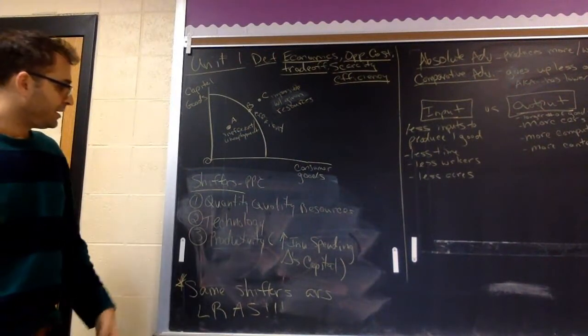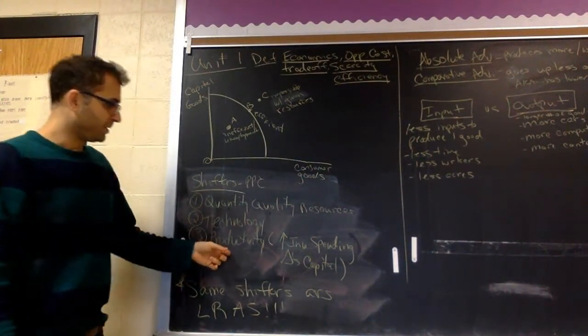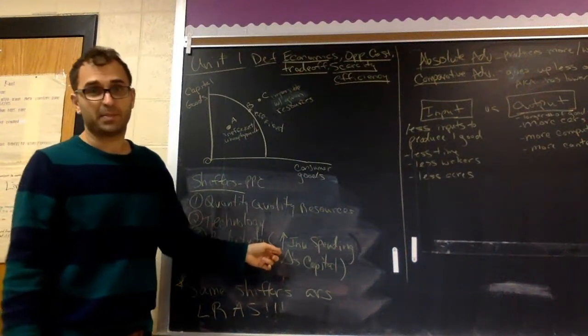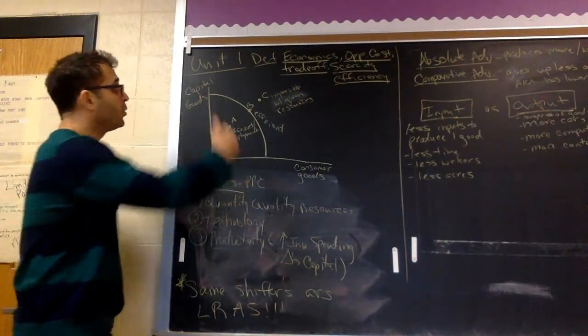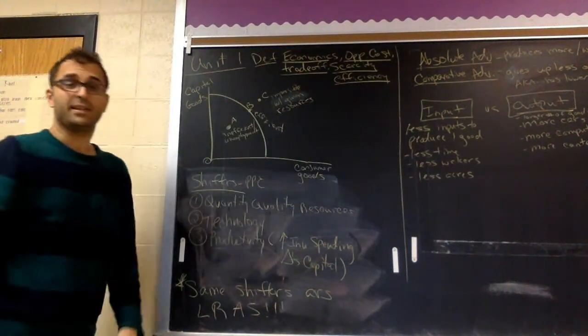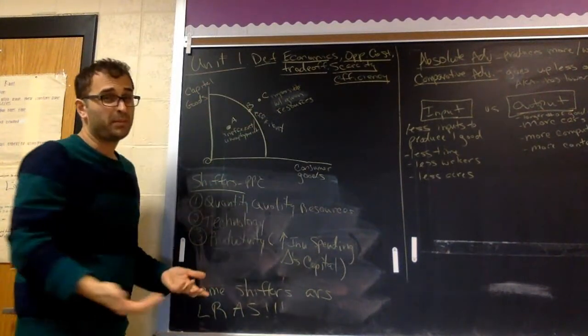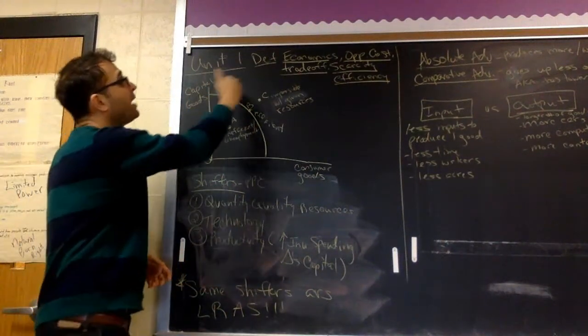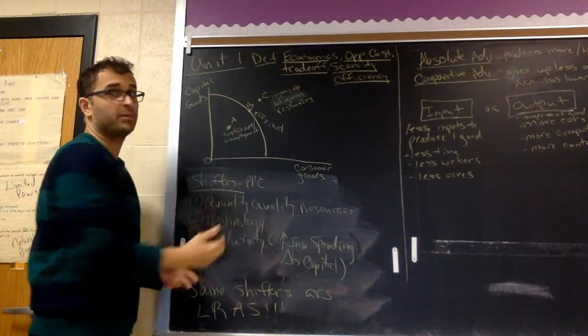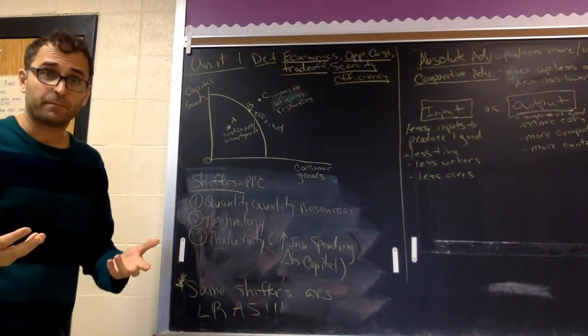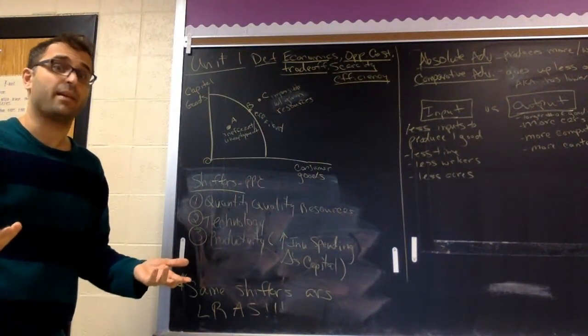Technology and productivity are the other two shifters, and within productivity is any type of investment spending. If investment spending goes up, we're going to see future growth in the PPC. If investment spending declines, we might see a smaller amount of growth, or maybe even the economy will shrink, and we'll be able to produce less in society.